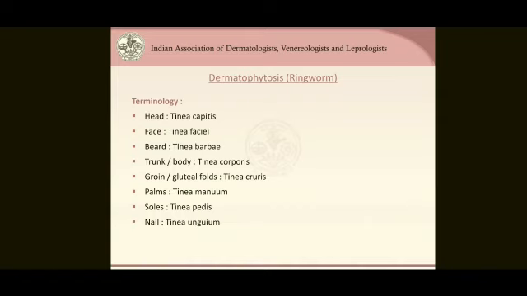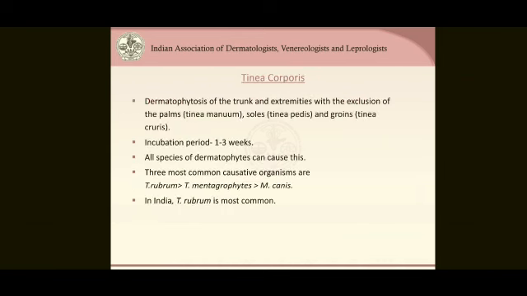Nail is Tinea unguium. Coming to Tinea corporis, that is dermatophytosis involving the trunk and the extremities with exclusion of the palm, soles and groin area. Incubation period varies from 1 to 3 weeks. All species of dermatophytes can cause this. That is Trichophyton rubrum is the commonest, followed by Trichophyton mentagrophytes and Microsporum canis. In India, Trichophyton rubrum is the most common etiological agent.